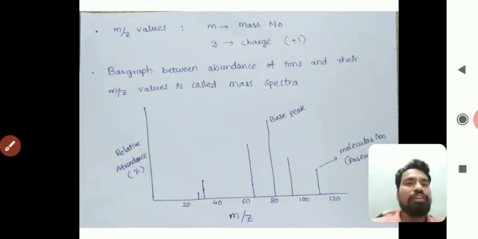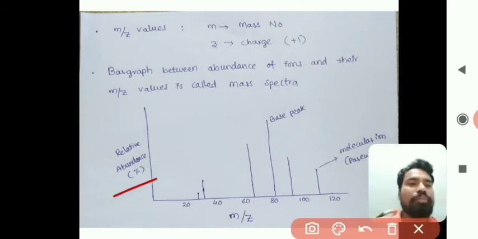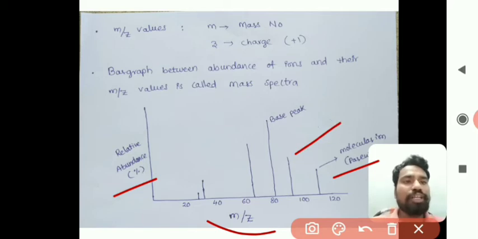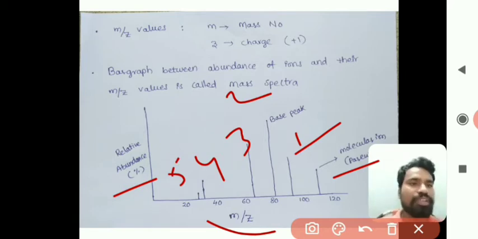As we have already discussed, this is the relative abundance against m/z values, and the highest m/z value is the molecular ion, then the first fragmented ion, second fragmented ion, third fragmented ion, fourth fragmented ion, fifth fragmented ion, and it goes on, right?